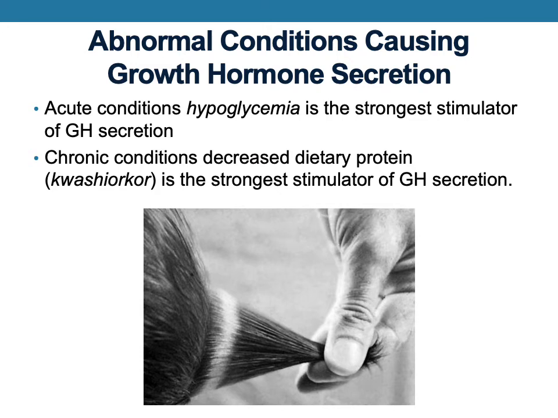There are two abnormal conditions that stimulate the secretion of growth hormone: hypoglycemia and long-term decreased dietary protein. Hypoglycemia is the strongest acute stimulator of growth hormone secretion, and long-term decreased dietary protein, as in the case of Kwashiorkor, is the strongest chronic stimulator of growth hormone secretion.